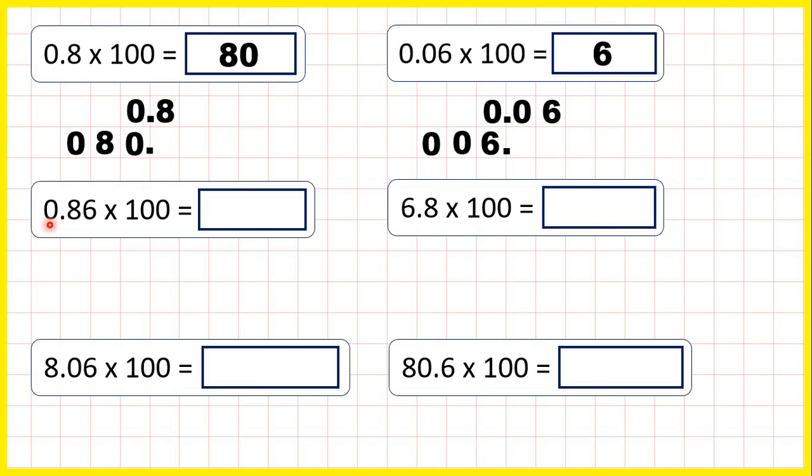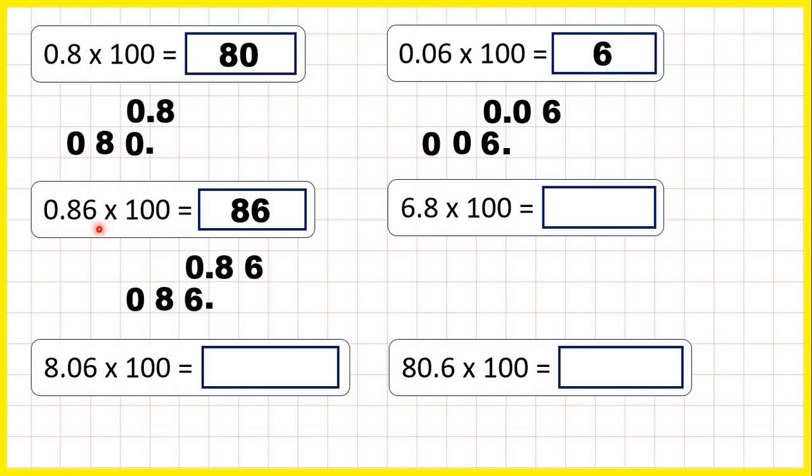Now we have 0.86 times 100. We write the number out, copy down the decimal point, and move each digit 2 squares to the left. That gives us our answer of 86. And you'll notice that 86 is the same as 80 plus 6.